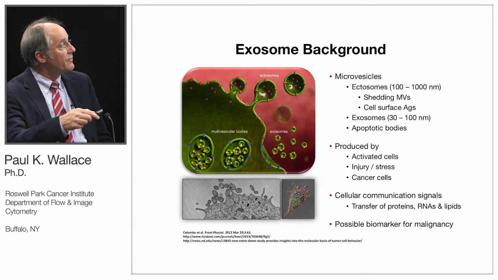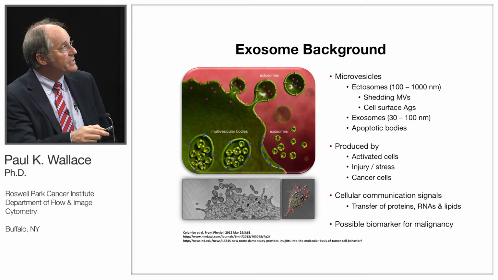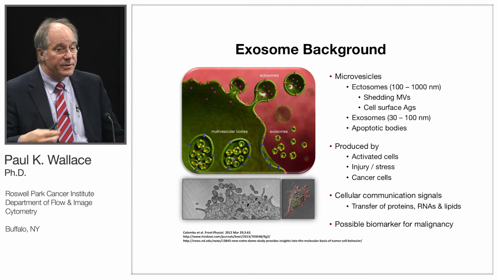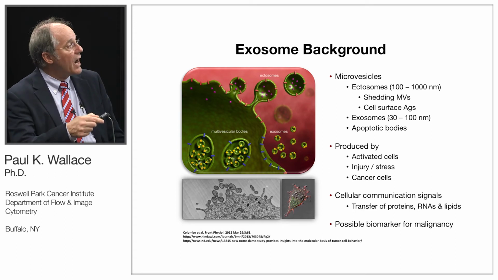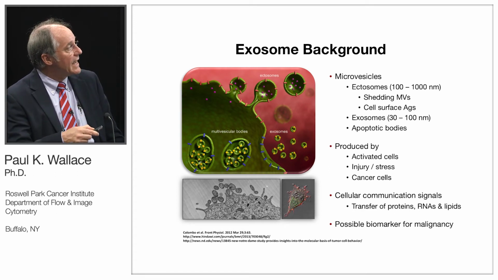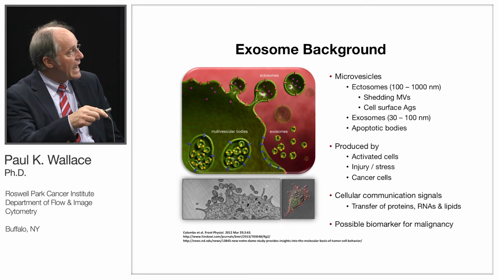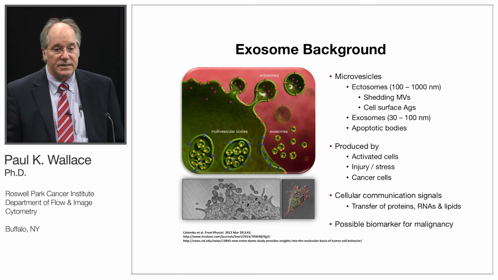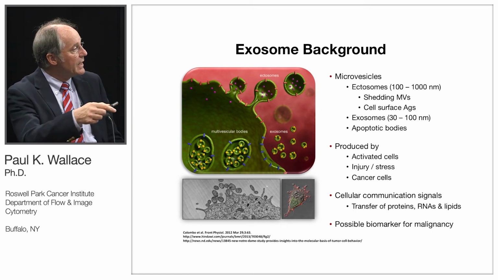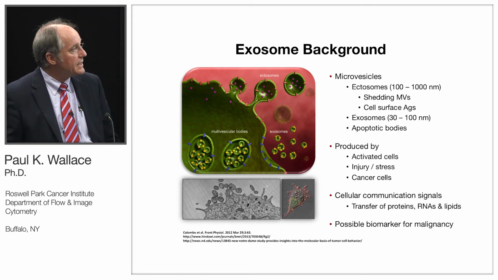There are basically two mechanisms of production. The ectosomes, which tend to be bigger, are produced by budding off from the membrane, and they could contain a variety of different things. And then these exosomes, which tend to be much smaller, in the 30 to 100 nanometer range, are usually formed in vesicles that then bind with the membrane and then are expressed. And again, you can see them here, and also with some dyes here.